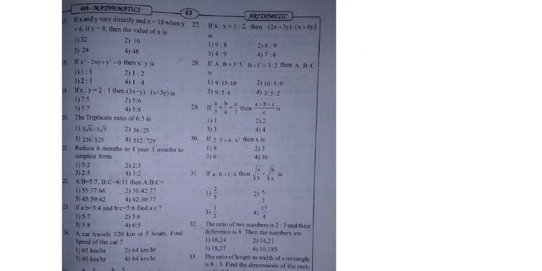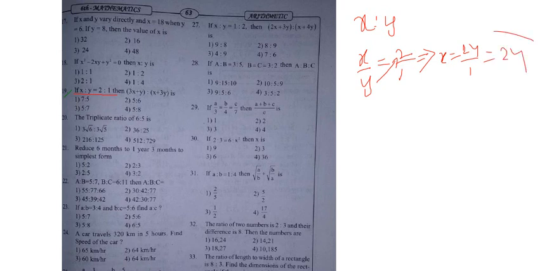Question number 19. Question number 19 is: if x is to y is equal to 2 is to 1, x is to y. Can I write x is to y is equal to x by y? Yes, very good. That is equal to how much, 2 by 1, yes or no? From this statement can I write x is equal to, this y goes to this side, what happens, into 2 into y by 1, yes or no? That is nothing but 2y. Can I write 2y? It means that wherever I see x, instead of x can I write 2y? Yes.